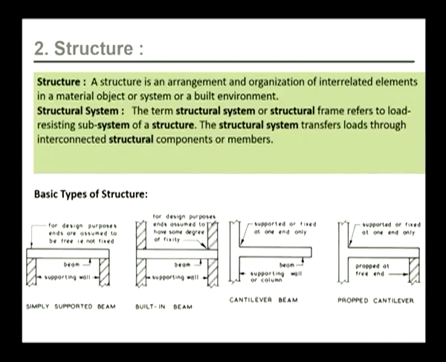The next composition is a cantilever beam, in which we have a beam which is supported or fixed at one end only. So, this becomes a cantilever beam. This is also another kind of structure. Then it is a propped cantilever structure. We have a supported or fixed beam at one end and the other end is propped at the free end. So, this becomes a propped cantilever structure.